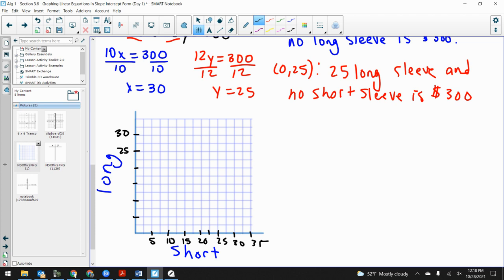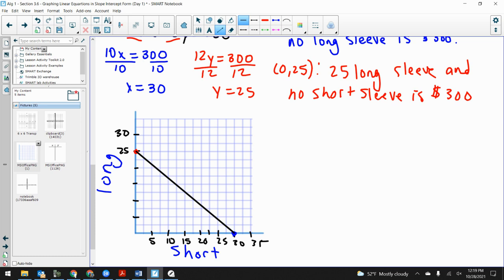Again, you're drawing it on graph paper, so you can make the scale whatever you want. But just make it even. Make it a nice and even scale. My blue is 30, my red is 25. And I graph the line in between them. I'm going to use my fancy line tool. All right, so that's my graph.